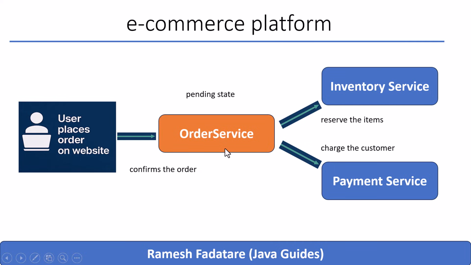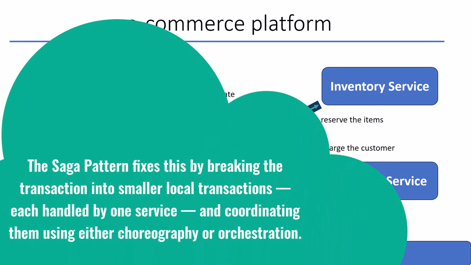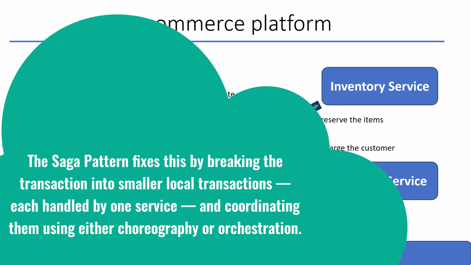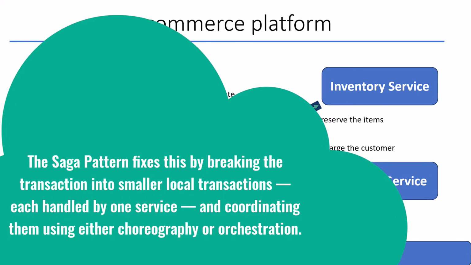Now, what happens if step 1 succeeds, step 2 succeeds, but step 3, the payment, fails? You've already reserved the items, you've marked the order as created, but the payment didn't go through. So now you've got inconsistent data, a half-complete transaction spread across multiple systems. The Saga pattern fixes this by breaking the transaction into smaller local transactions, each handled by one service, and coordinating them using either choreography or orchestration.